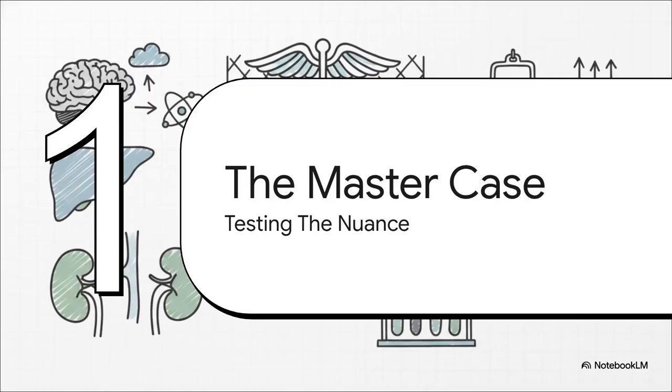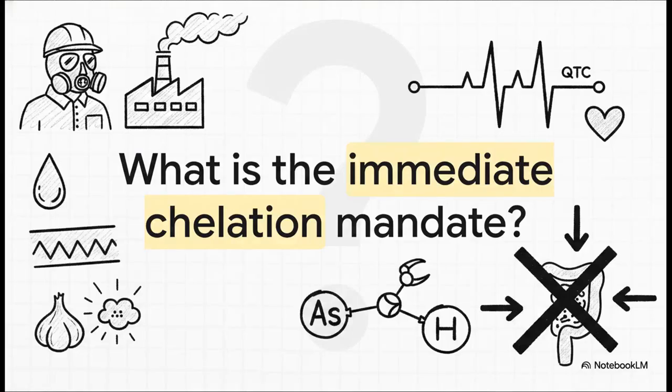The master case, testing the nuance. All right, we've reached the climax of this explainer. Read this patient profile blueprint carefully. A pesticide plant worker presents with massive watery diarrhea, severe abdominal cramps, and a garlic odor on his breath. An ECG reveals a QTc of 520 milliseconds. What is the immediate chelation mandate?